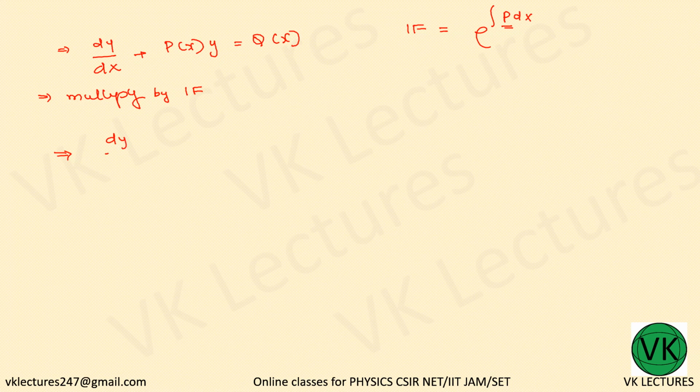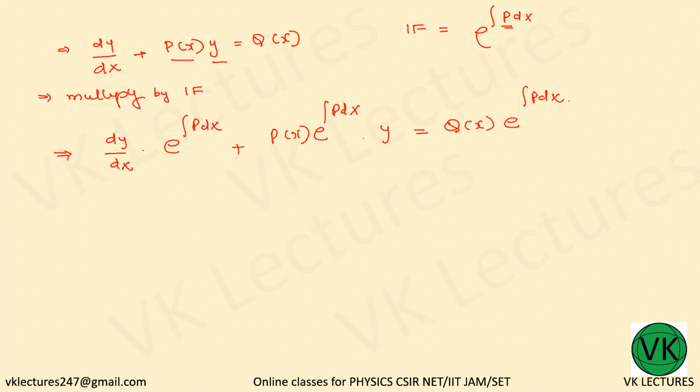So dy by dx into e to the power integral p dx, plus this is p of x, right? P of x into e to the power integral p dx into, there is a term y, so y, equal to q of x into e to the power integral p dx. Fine.